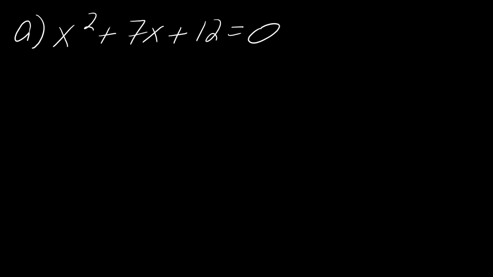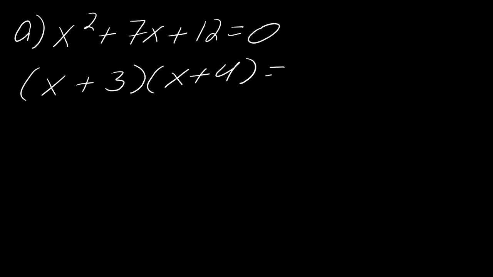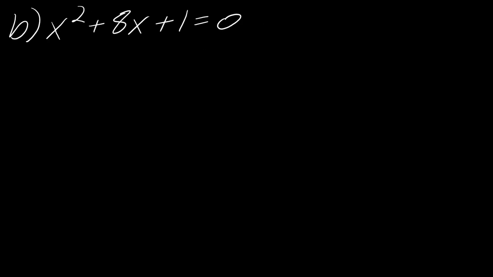Okay, so I'm just going to jump into these then. So this first one, like I said, this will factor all day long. So we will just factor it. And so then my solutions are going to be x equals -3 and x equals -4. Bada bing, bada boom, no problem. What you got? All right, let's move on to B.